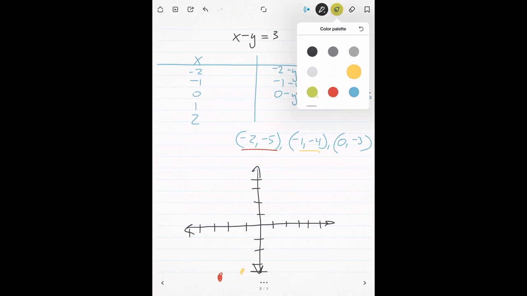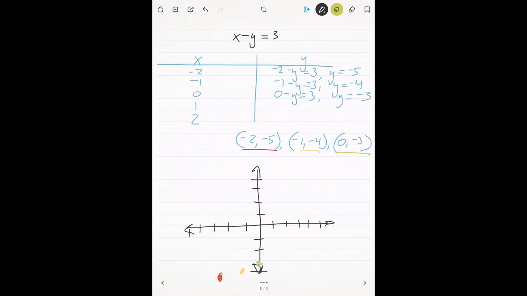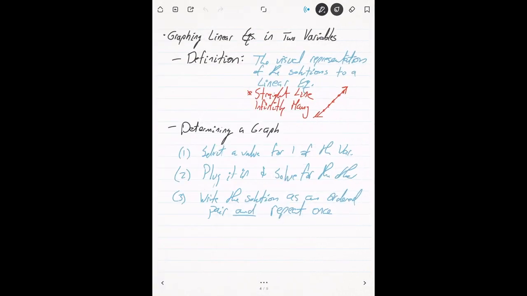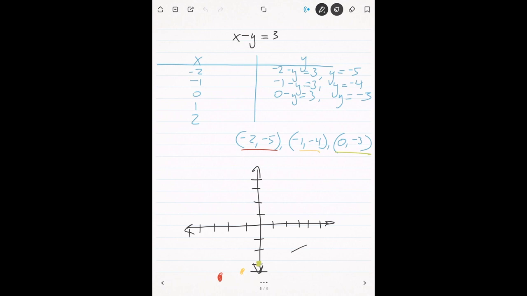And then the last one is going to be 0, -3. And maybe something like this. So we went down 3 units. So we have several points that we can draw a line through. Once we have that line, we can say that every point on that line is in fact a solution forever and ever. So now we have a visual way of showing all the solutions to a linear equation.